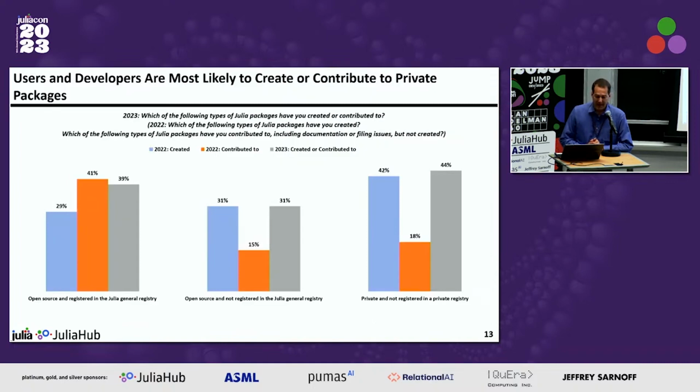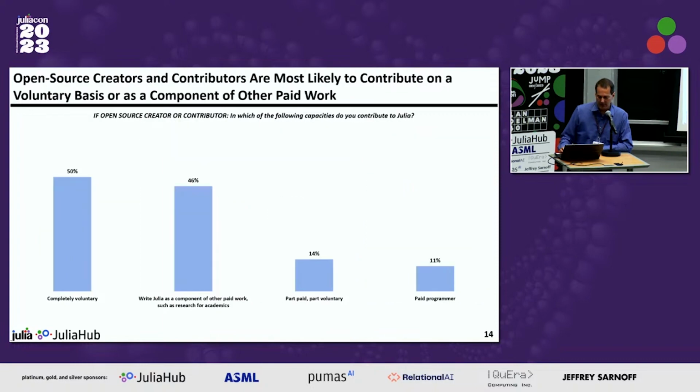Which of the following types of packages have you created or contributed to? So about 40% have created or contributed to open source packages that are registered in the Julia General Registry. About a third in open source packages not registered in the Julia Registry, and about 44% private and not registered in a private registry. So again, you can see in 2022, these were two separate questions, created and contributed to. In 2023, we made it created or contributed to. So that accounts for some of that big difference between the orange bars and the other bars in the latter two sets of columns.